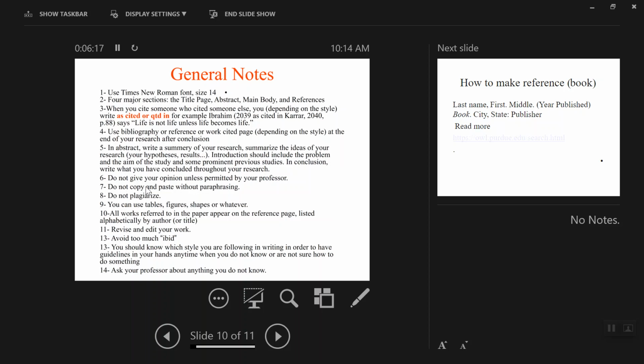Number 6, don't give your opinion. When you write, don't give your opinion unless prompted by your supervisor. Sometimes they want to write their opinion, to criticize. For example, someone says that here we have definitions of phonetics, and I want to define phonetics. Still, be patient.